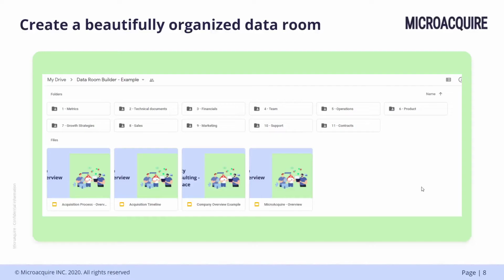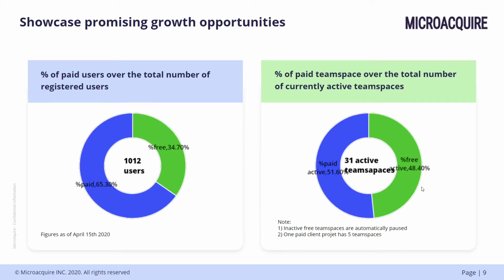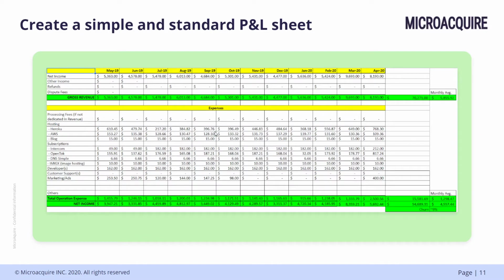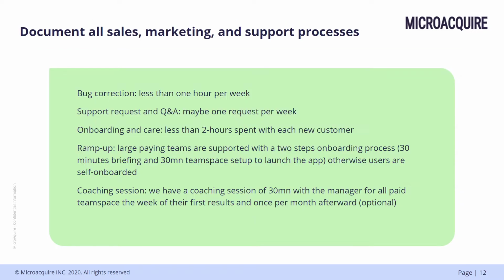So I highly recommend creating a beautifully organized data room, showcase promising growth opportunities, just how are things trending, what's working, what's not working, document high-level technical details. This is just a random example, but you get the idea here. Create a simple and standard P&L, just going over what is your income, how is it trending, what is your net income, and how is that trending over TTM, which means trailing 12 months, which basically means June to June, June 2020 to June 2021.